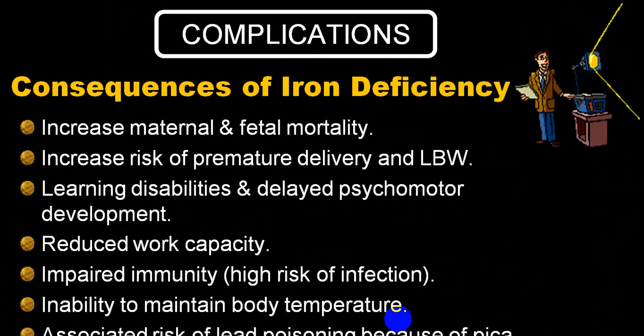Complications of iron deficiency anemia: in pregnant women, maternal mortality and fetal mortality are high. Increased risk of premature delivery and low birth weight fetus. Learning disability and delayed psychomotor development. Reduced work capacity. Impaired immunity will give rise to risk of infections. Inability to maintain body temperature, and a good number of times the person who has the eating habit of pica may have lead toxicity.